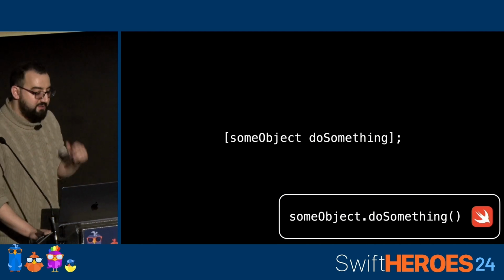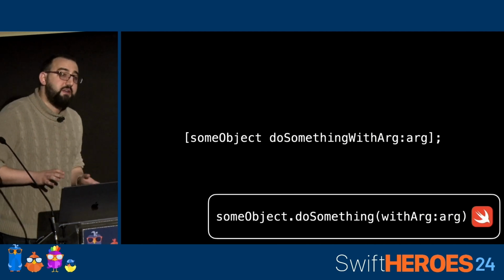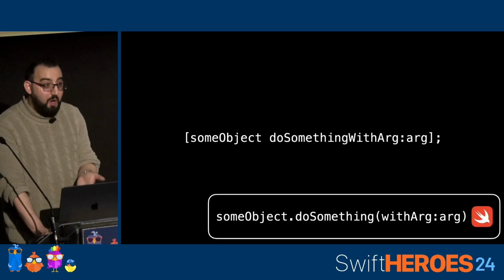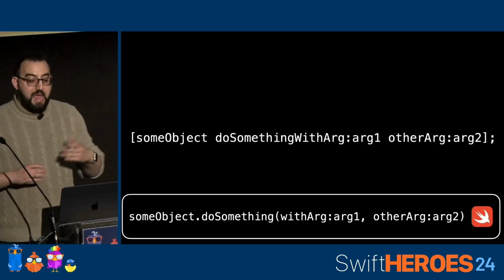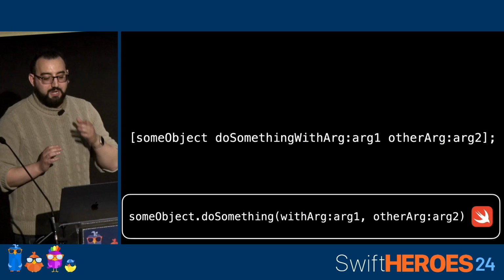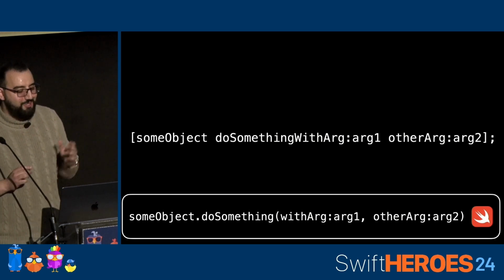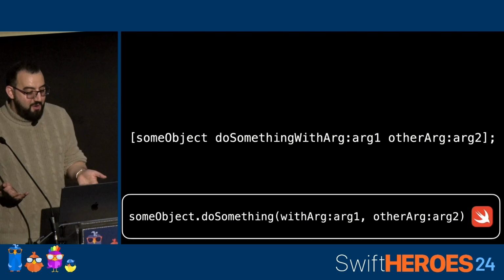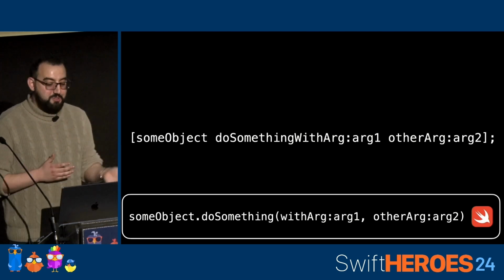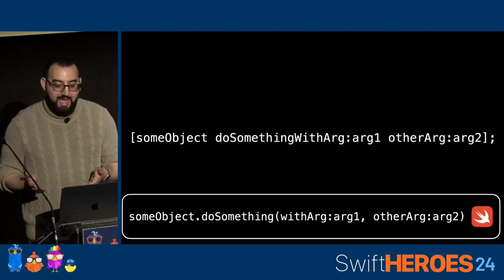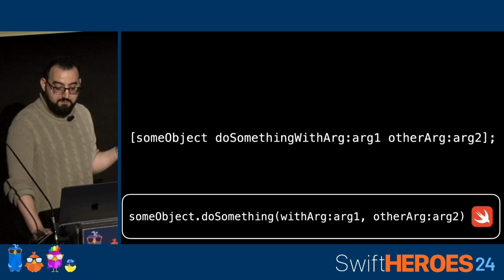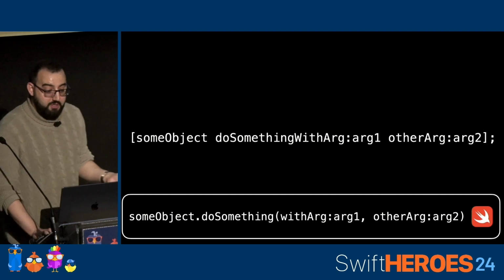So let's add an argument to our method. This is how we call it. See? Not so bad. You all can do this. Now let's add another arg. Here's where it gets a little tricky, but we're used to interspersing method signature and arguments in Swift. We know that our method is called doSomething with arg, other arg, and that our arguments are arg1 and arg2. So that's method calling. How do method signatures look?